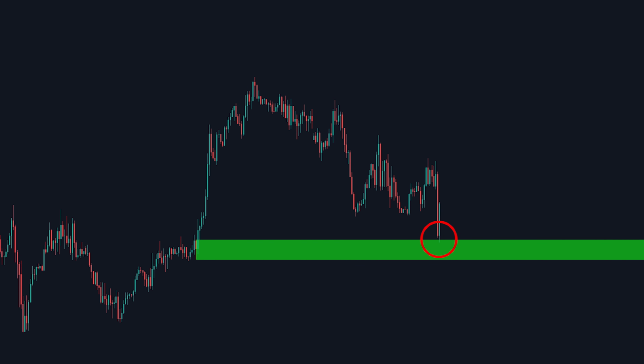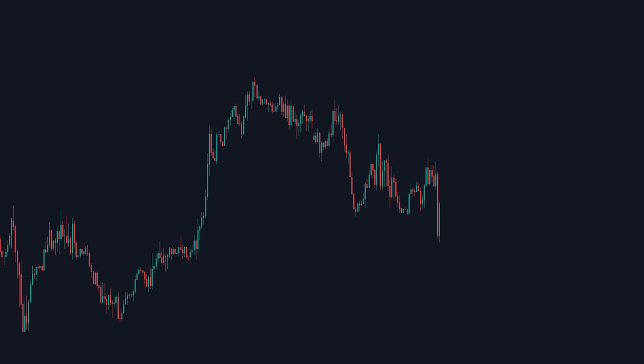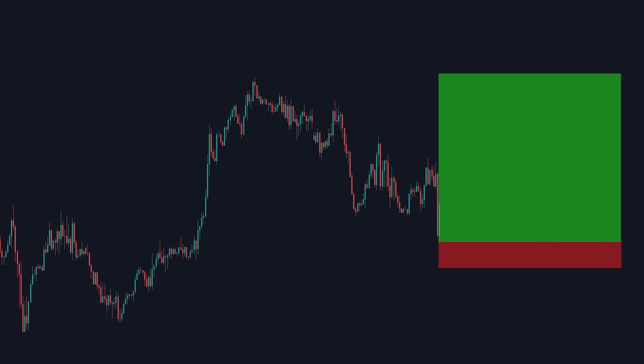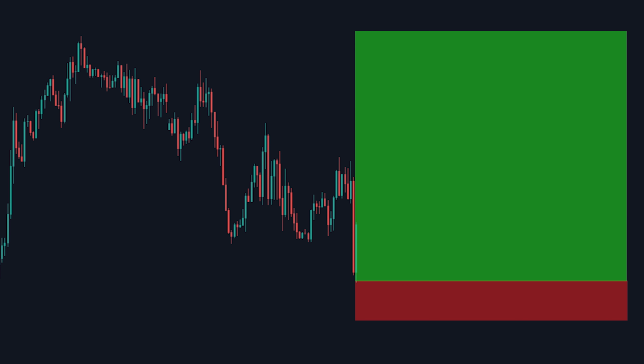Price comes perfectly down to our demand zone, we enter the trade, we're gonna set our stop loss below the demand zone and set our take profit at the high of the original move. And just look at that risk to reward ratio. Let the trade play out and we get a super profitable trade.